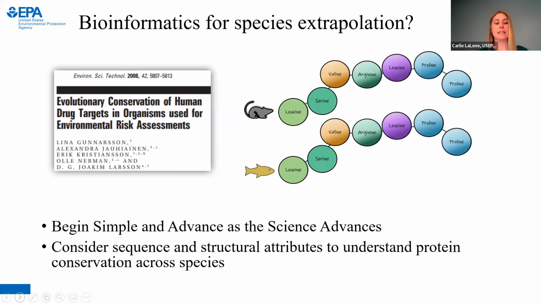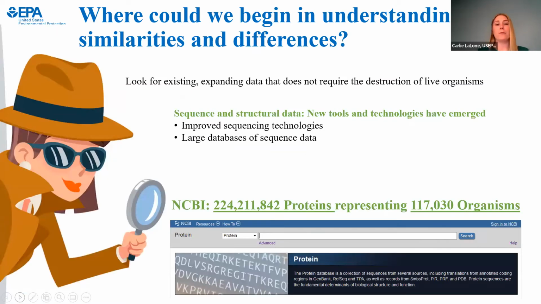And the idea here is to really begin very simple in the use of bioinformatics and advance as the science begins to advance as well. So what we wanted to be able to do is consider sequence and structural attributes to understand protein conservation across species. So where could we begin? We want to understand species similarities and differences. And so what we did is we were looking for existing and expanding data sources that don't necessarily require the destruction of live organisms to collect samples.